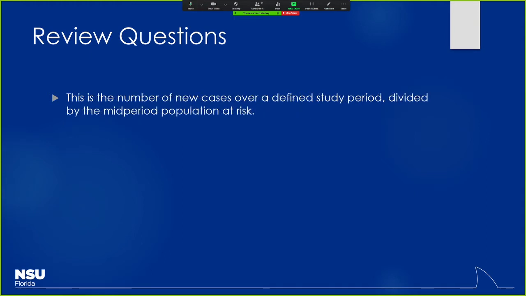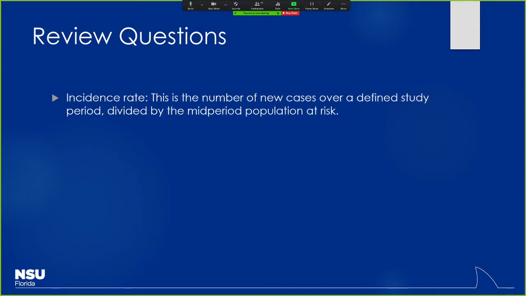So how do we define the number of new cases over a defined study period divided by the mid-period population at risk? Remember, we talked about the differences in risks and rates, but if we're looking at the number of new cases divided by that mid-period population, that being in the denominator, that's our incidence rate. If you wanted just to look at pure incidence, your denominator would be the entire population you're interested in, whether it be a nursing home or the US, wherever the case may be.